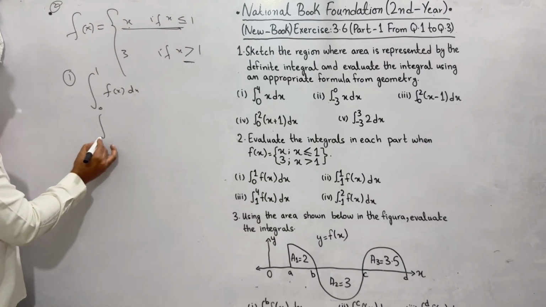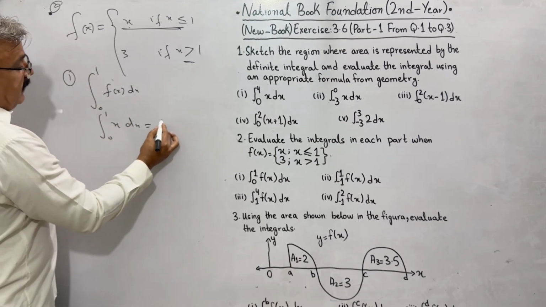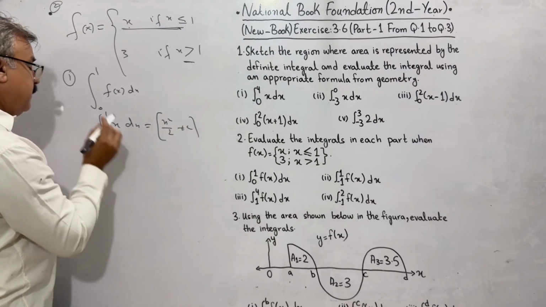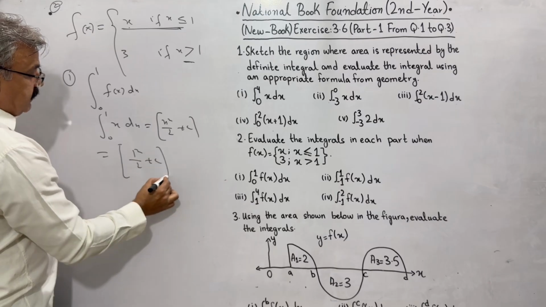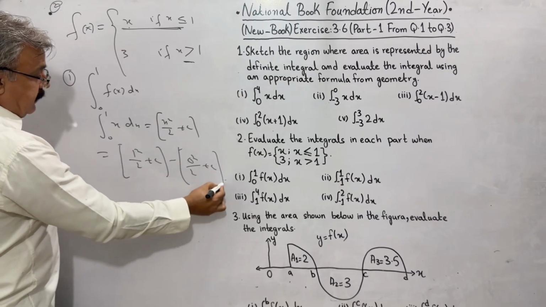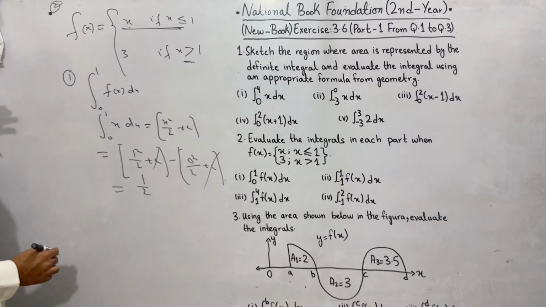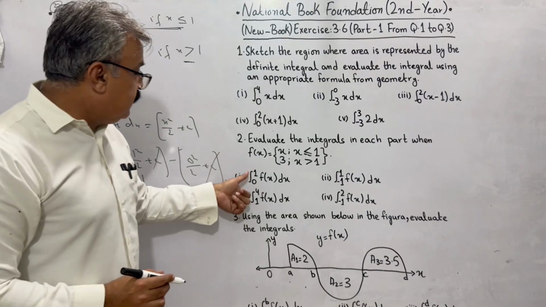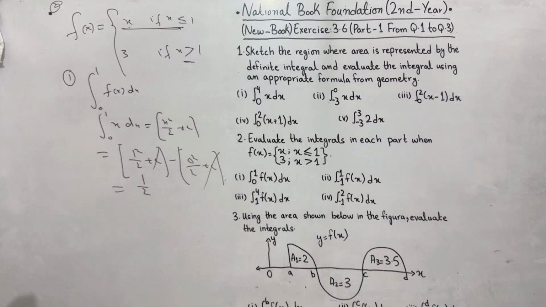f of x is going to be x. Simply, the integration of x is x square over 2 plus c. Upper minus lower limit: 1 square over 2 plus c minus 0 square over 2 plus c. C cancelled out. I am left with only 1 over 2. This is the area of the integral from 0 to 1 of f of x dx for this piecewise function.